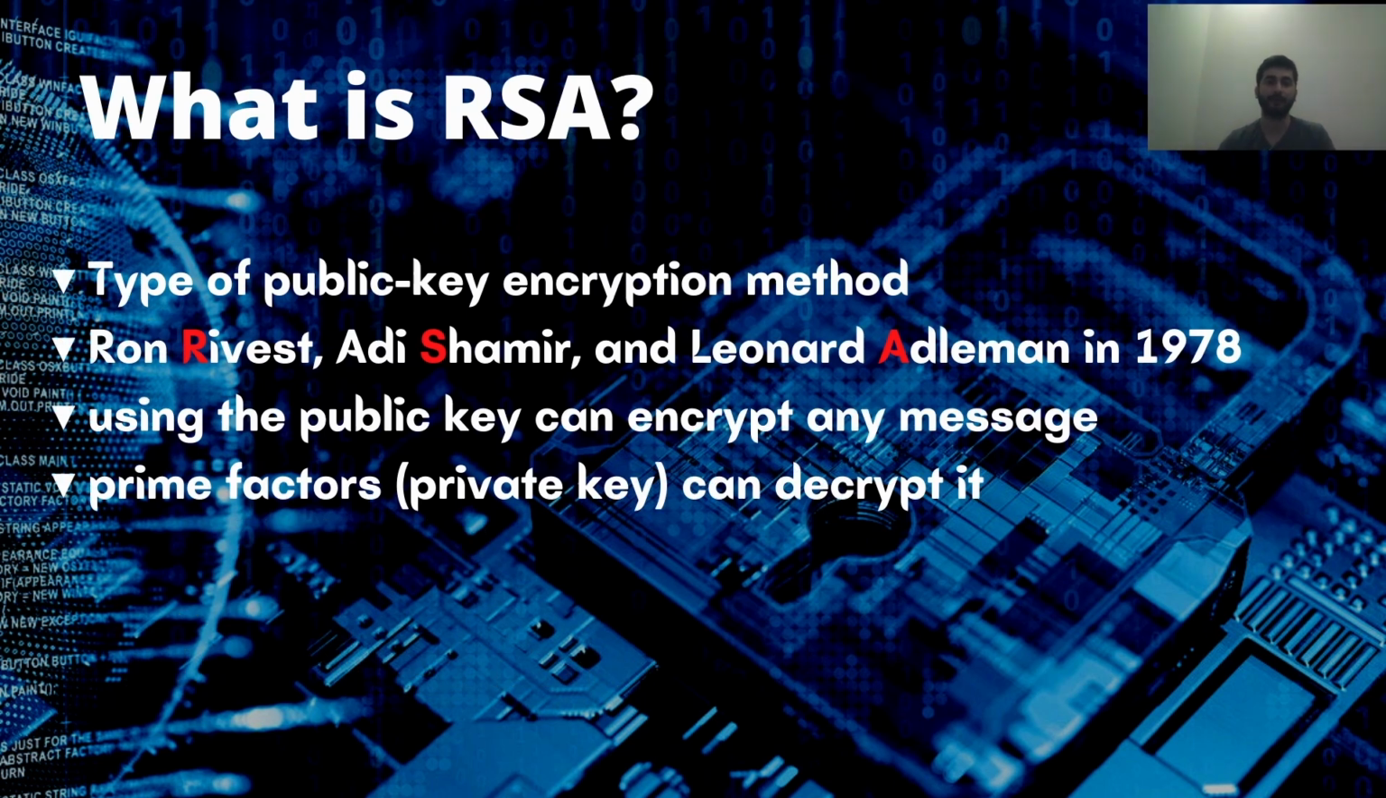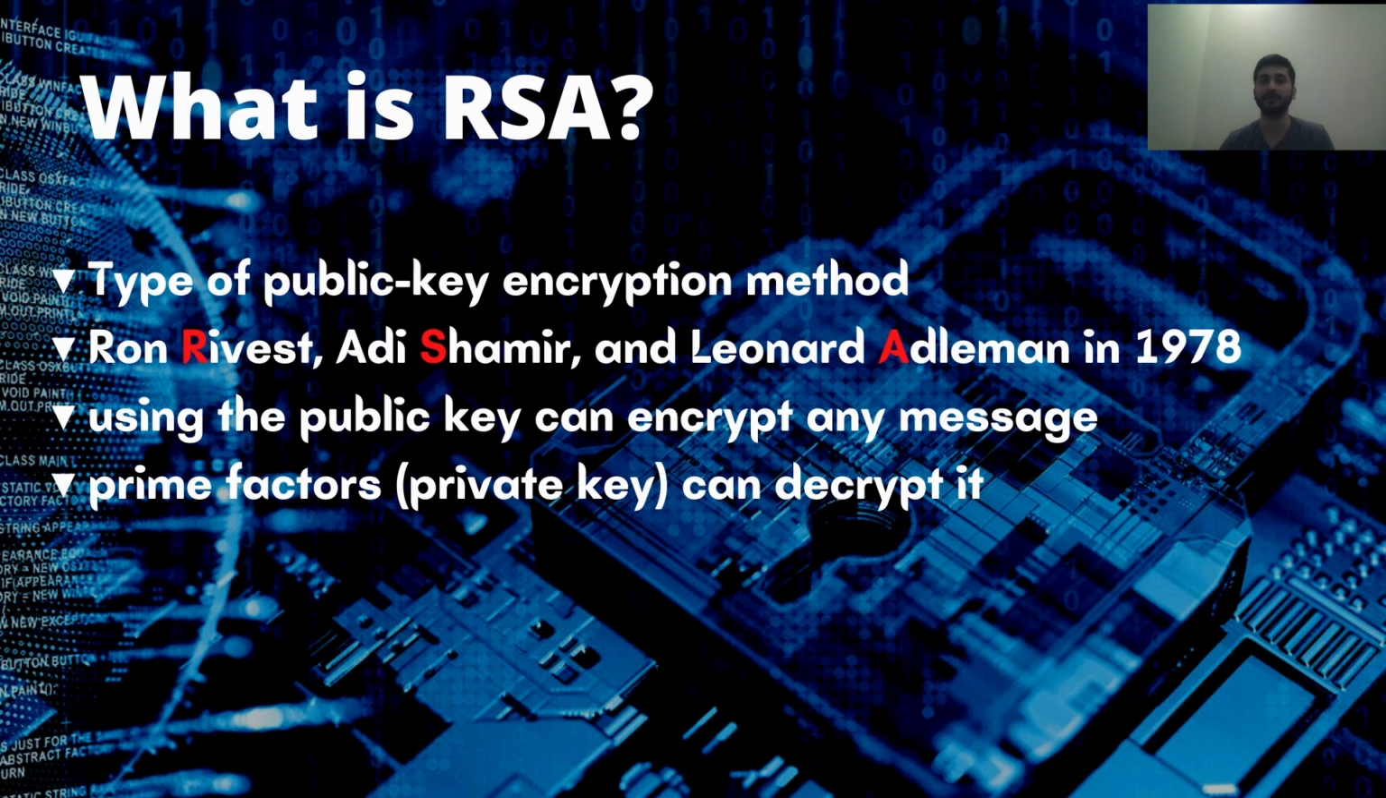RSA is a type of public key encryption method that relies on the algorithmic difficulty of factoring integers. It was discovered by Ron Rivest, Adi Shamir, and Leonard Adleman in 1978. And the word RSA comes from the surname of those who found it.